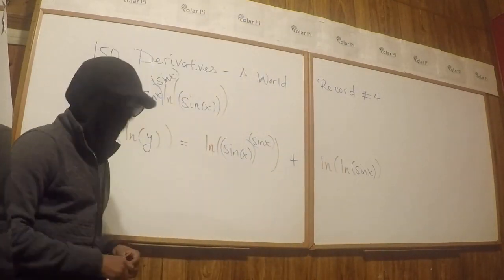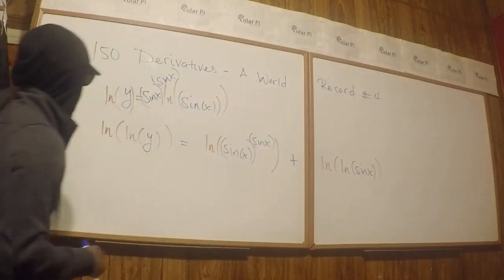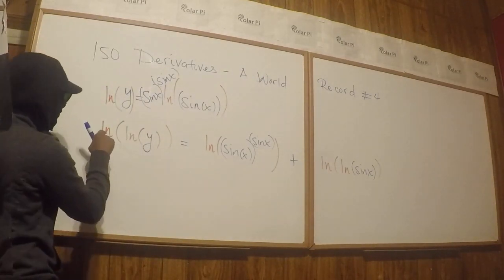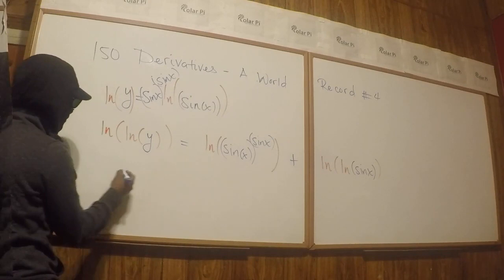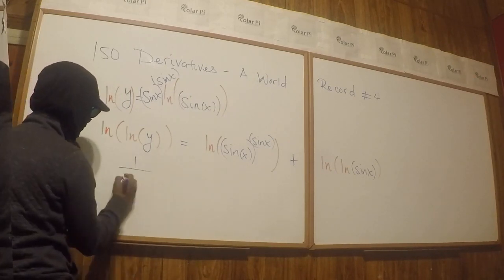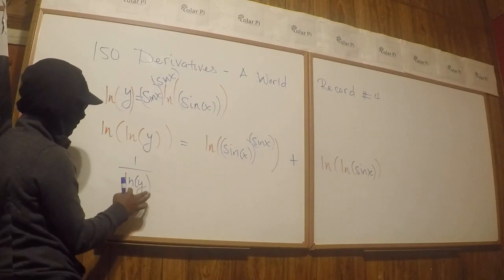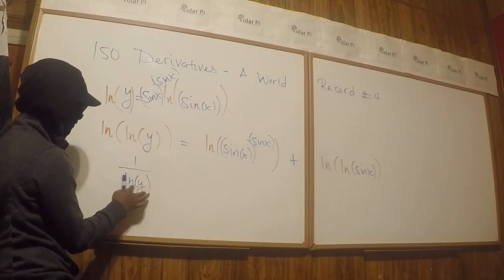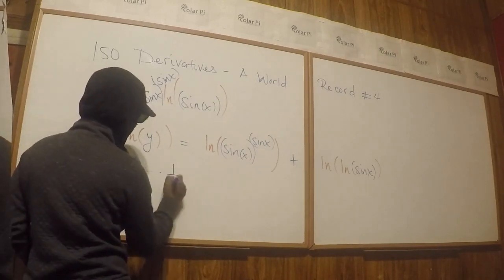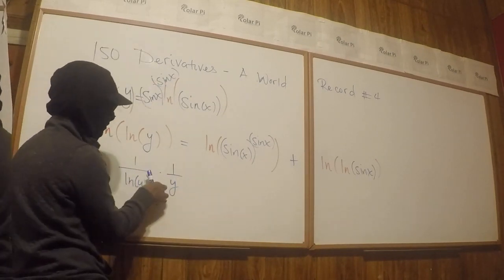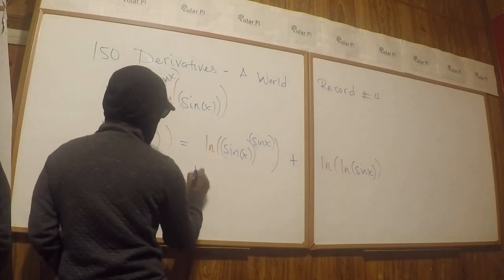Okay, so we're going to differentiate. On the left, the derivative of the natural log of the natural log of y is first 1 over the natural log of y. But then the chain rule says I should multiply by the derivative of the natural log of y, which is 1 over y. But the chain rule once more says now I need to multiply by the derivative of y, which is dy/dx.